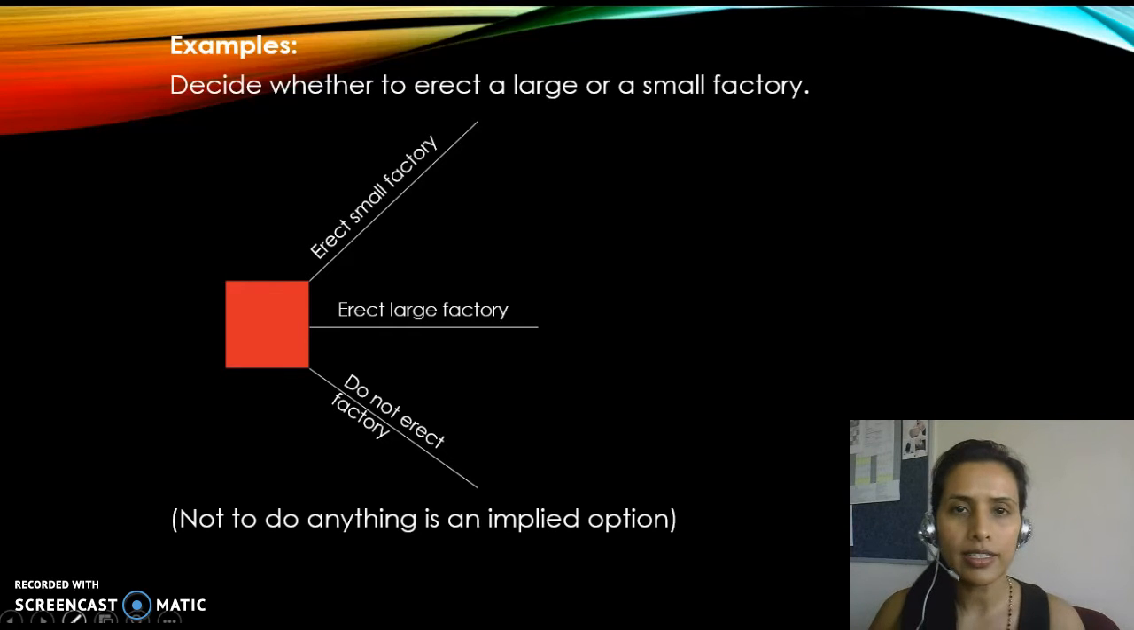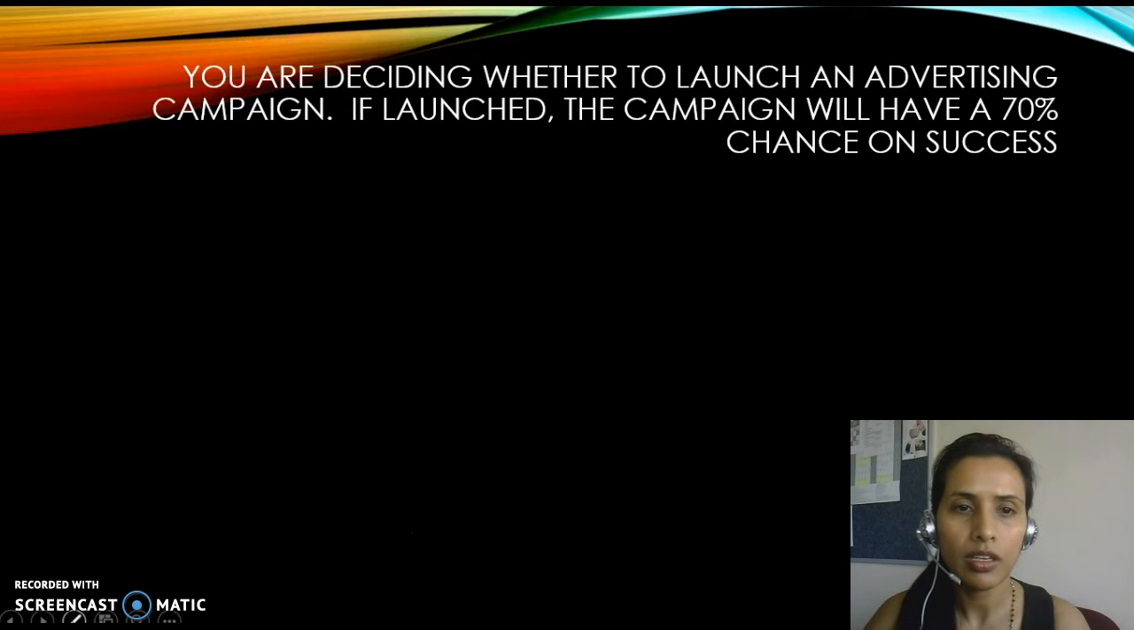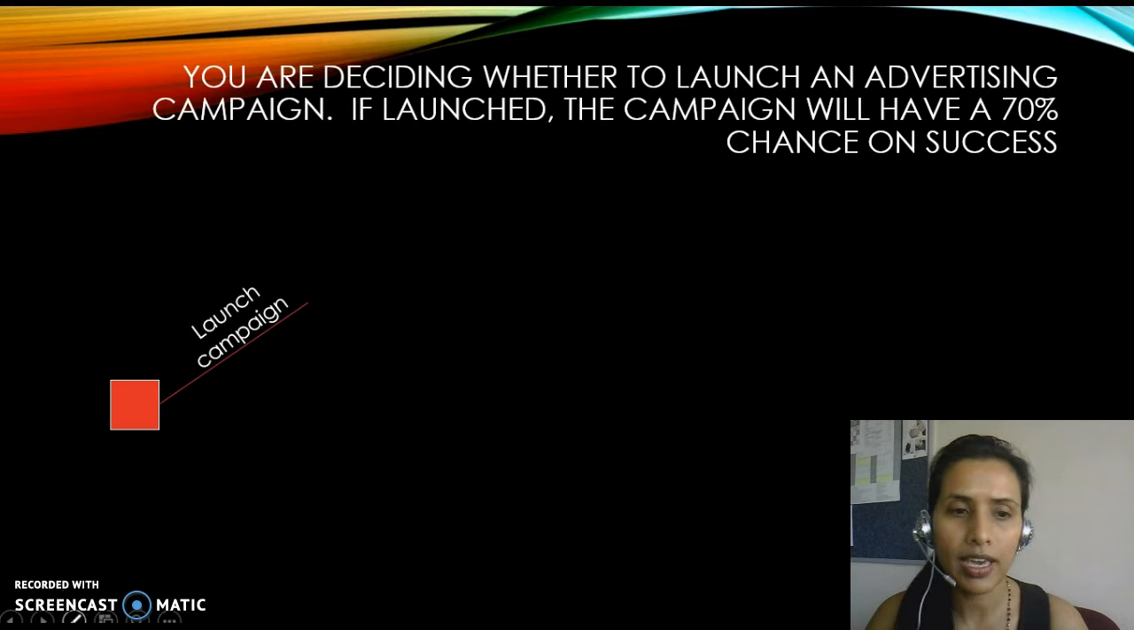Okay, the next example. You are deciding whether to launch an advertising campaign. So the decision to be made is to launch a campaign. But you should also have the option of not launching a campaign. So we will draw a square and two branches arising out of that.